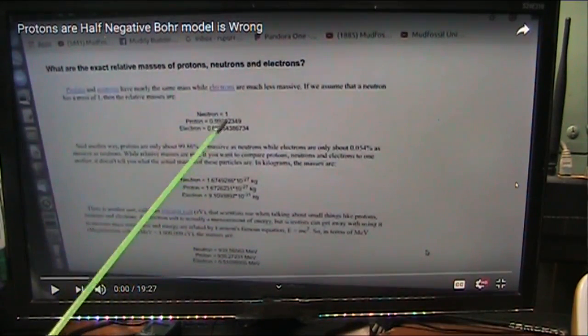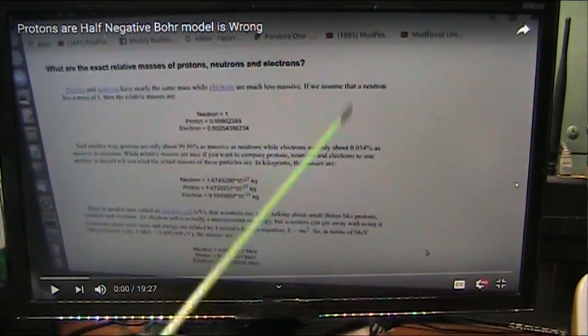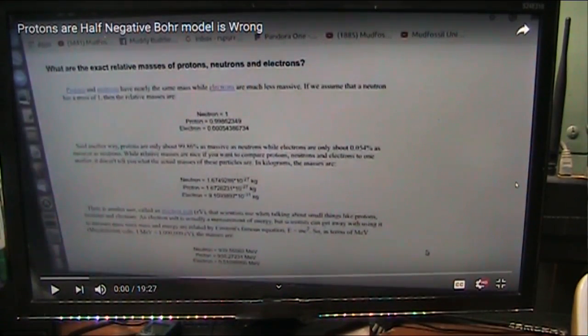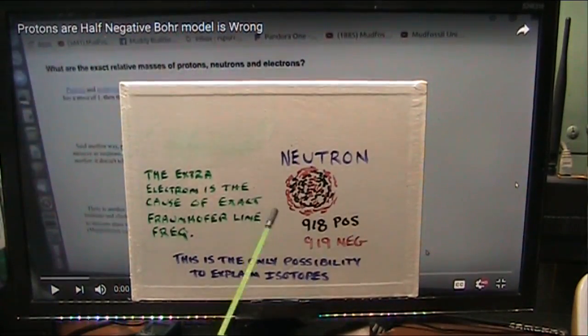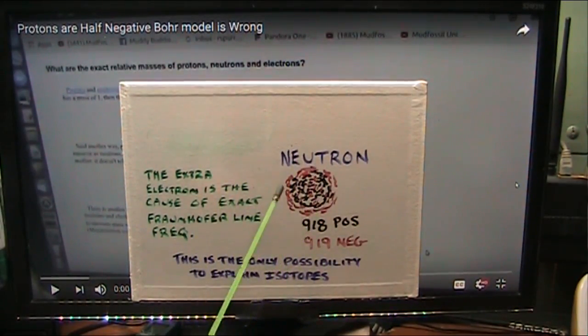I've been talking about no neutrons, and there are only positives and negatives. They both weigh the same amount, and you build nuclei this way, with 918 positives and 918 negatives. Now I'm showing 919 because that is what a neutron is. A neutron has one additional negative. Now, this is what's called electron flooding.